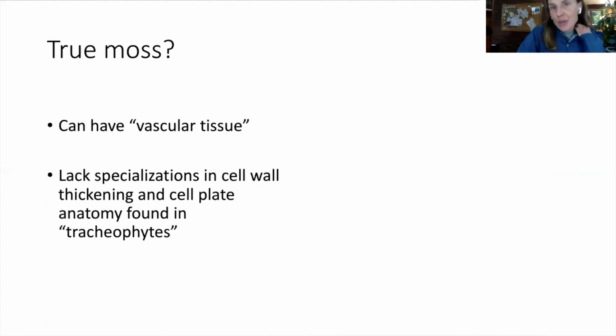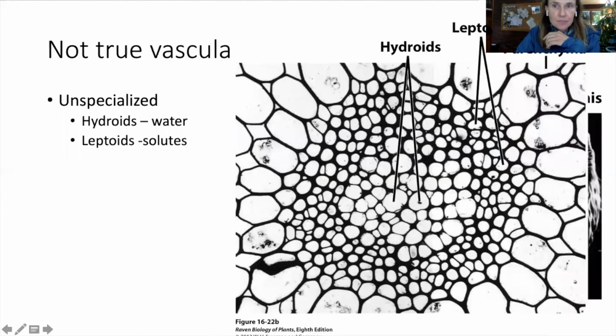Now, I said earlier that they don't have vascular tissue, and they don't have true vascular tissue, but they have these cells that are specialized, that function like vascular tissue, even though they're not actually vascular tissue. These are called hydroids and leptoids. Hydroids act like xylem, leptoids act like phloem. So hydroids conduct water, leptoids conduct sugars. They're not true vascular tissue because they don't have the same chemical composition. They're not lignified, they don't have secondary tissue. So we can't officially call them vascular tissue, and yet they are.